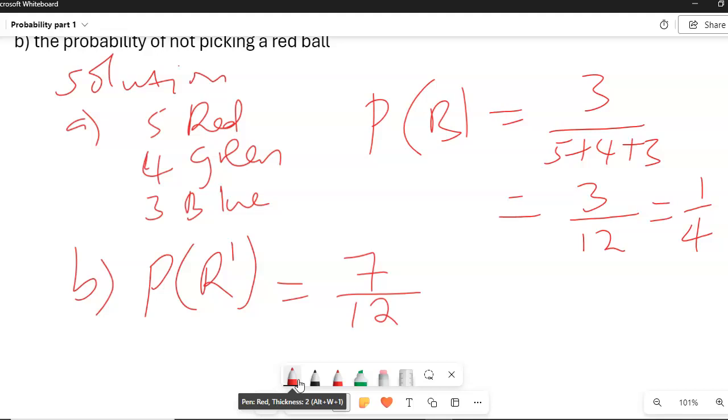So that's how we can have the probability space and be able to solve that question in that order.